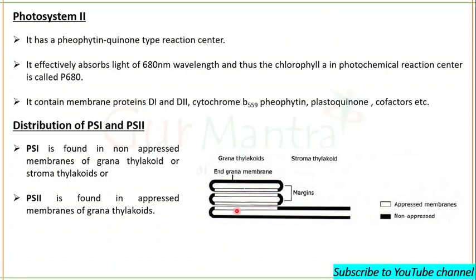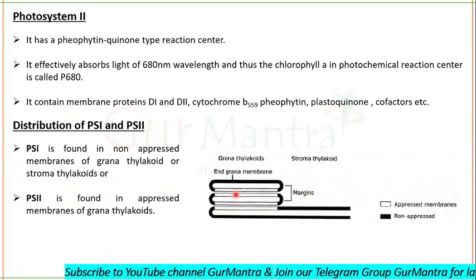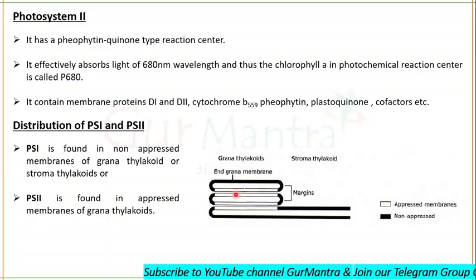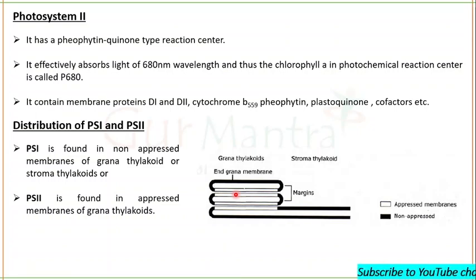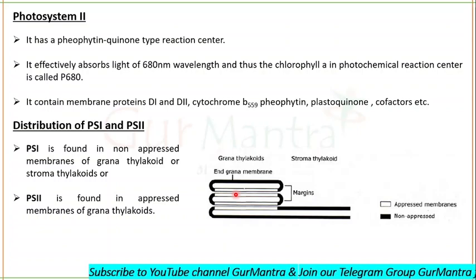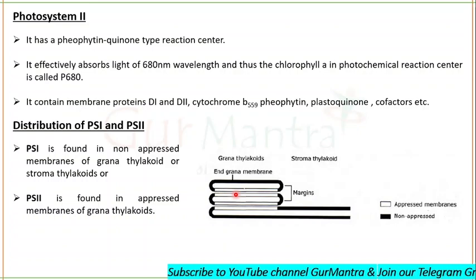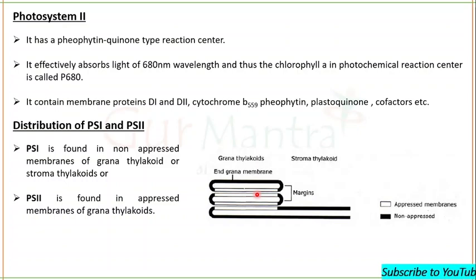So you shouldn't forget about the reaction center. Iron sulfur type of reaction center is found in photosystem 1, while pheophytin quinone type reaction center is found in photosystem 2. The chlorophyll A is P700 in case of photosystem 1, and chlorophyll A is P680 in case of photosystem 2. The D1 proteins are mainly present in photosystem 2, and cytochrome B559 is also present in photosystem 2. And photosystem 1 is found in the non-appressed region of the thylakoids, while photosystem 2 is present in the appressed region of the thylakoids.